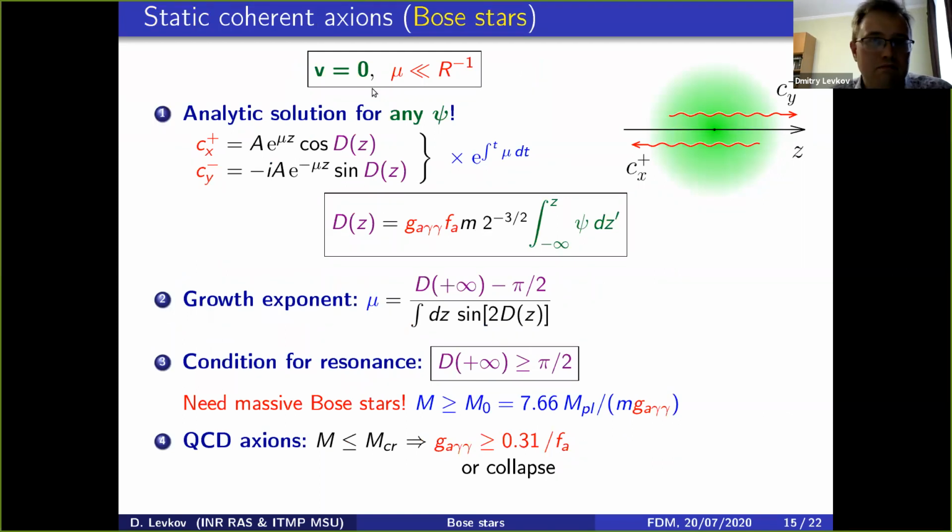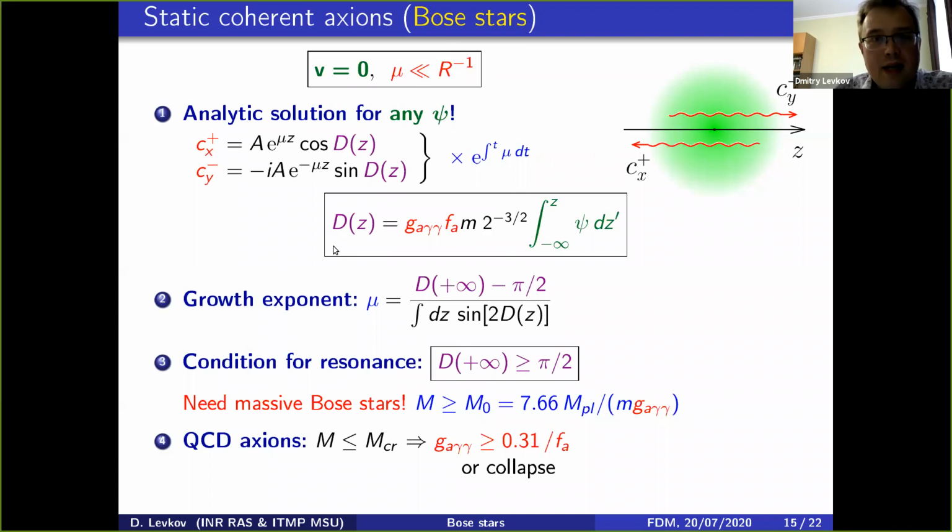Well, in what follows, I will apply it to different problems. The first one is static coherent axions, which is the case of the Bose star. So we have a Bose star, and in this case, the velocity is 0, and you can solve the entire boundary value problem analytically using quantum mechanical methods. To this end, you need to consider mu much smaller than the inverse radius of the Bose star, but in the physical situation, this approximation is valid.